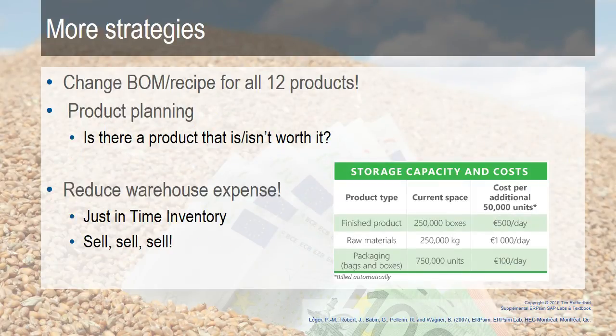More strategies. Changing your bill of material. You have 12 different products that are available. Change the recipe. Is there a product that is or isn't worth holding on to? You can't sell it. There's no reason that you need to hold on to it. You have 12 products. If one of the 12 isn't selling, sell the other ones. If one you can't keep on your shelves, stop selling the other ones. Just sell that one.